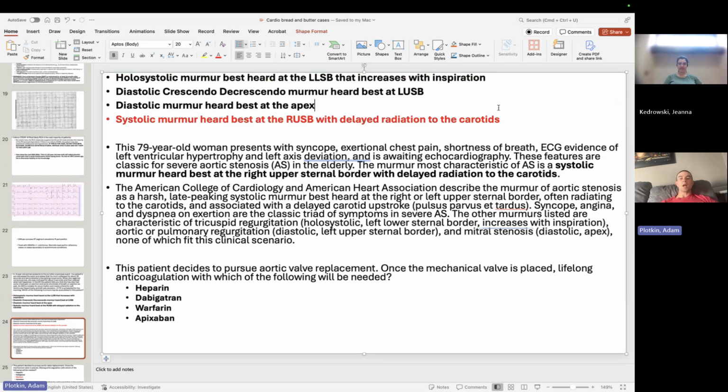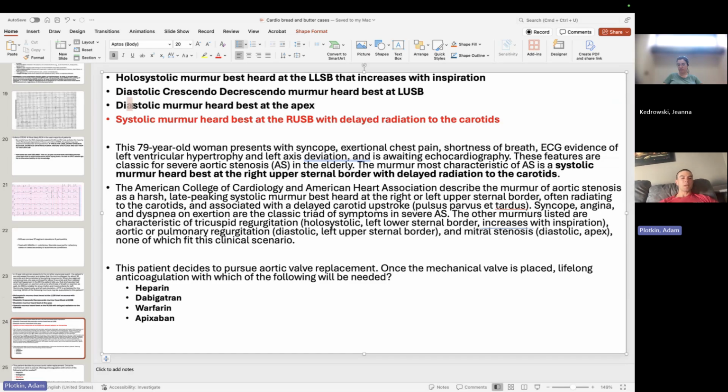Tricuspid regurg as well. When you see that it increases with inspiration, that tells me it's more of a right-sided murmur. Okay. When I inspire, it causes negative intrathoracic pressure. It brings more blood to the right side of my heart. If I have tricuspid regurg, we brought more blood to the right side of my heart. It's going to cause that valve to regurg even more. It's going to make that murmur even louder. So when I see a holosystolic murmur, best heard at the left lower sternal border that increases with inspiration, it's most likely tricuspid regurg. This finding, we call it Carvallo's sign. Right? There's like a name for it.